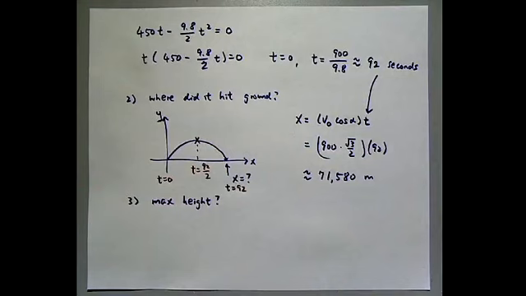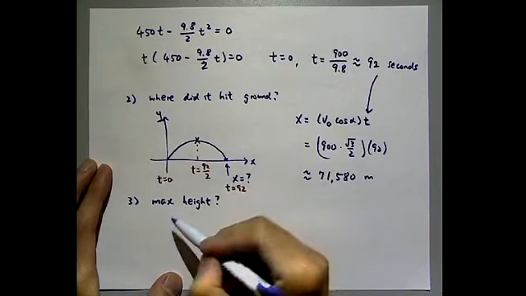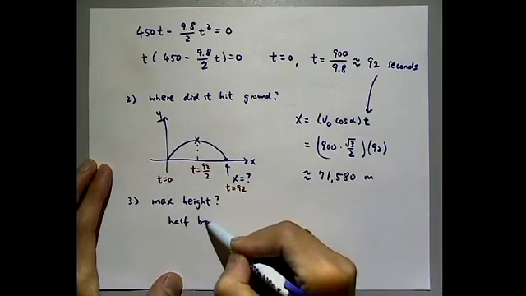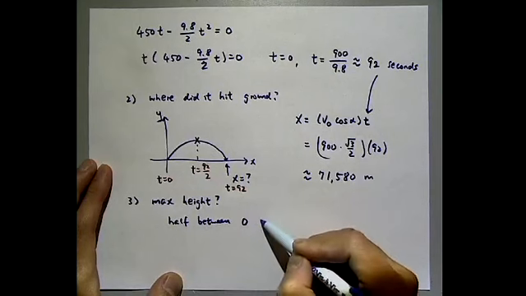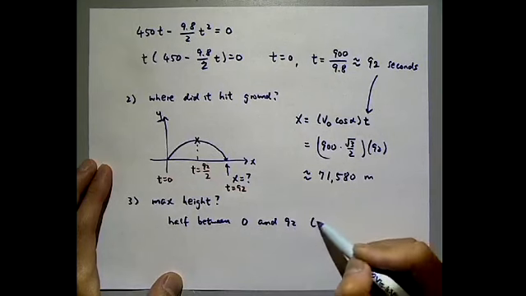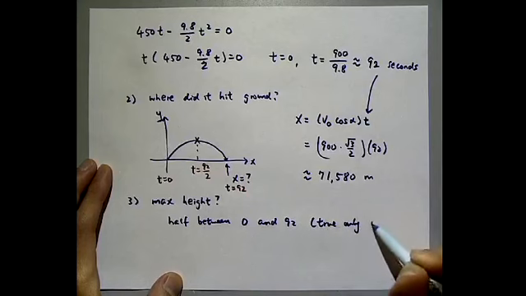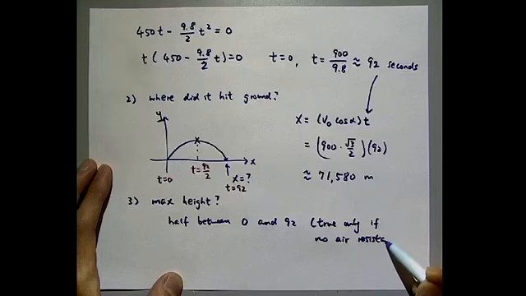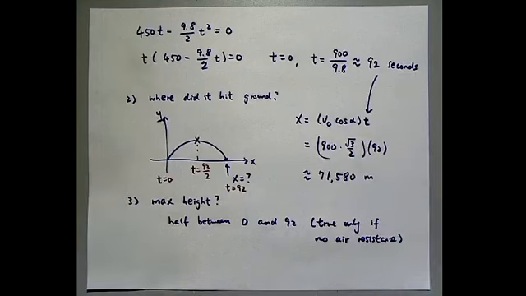This is only true when air is not changing the motion. Half between 0 and 92, true only if no air resistance. If air is accounted for, then we can't just take halfway in between the two, because then we cannot assume that this thing will have a perfect parabolic shape, right? But in this simple problem, we can do that.